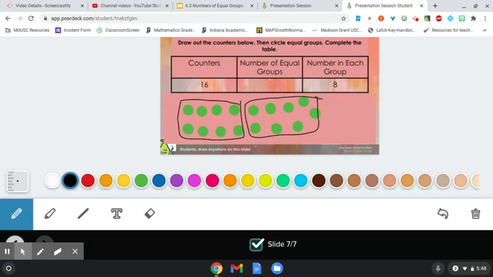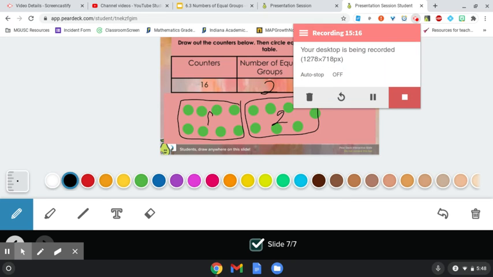So 16 divided by 8, that means that the number of equal groups is 2. 16 divided by 8 equals 2. Fantastic job today, and make sure that you're completing your independent work.